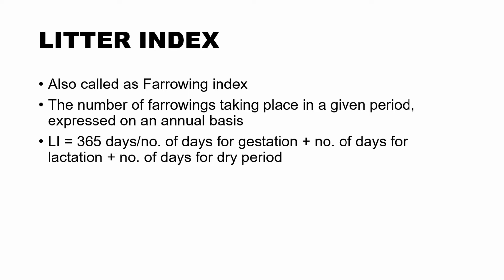Usually yung litter index or farrowing index nasa mga 2.1. Parang the best scenario is that you have 2 farrowings per sow per year. Yun yung best scenario. May dalawa at more than 2 farrowings, parang ganun.